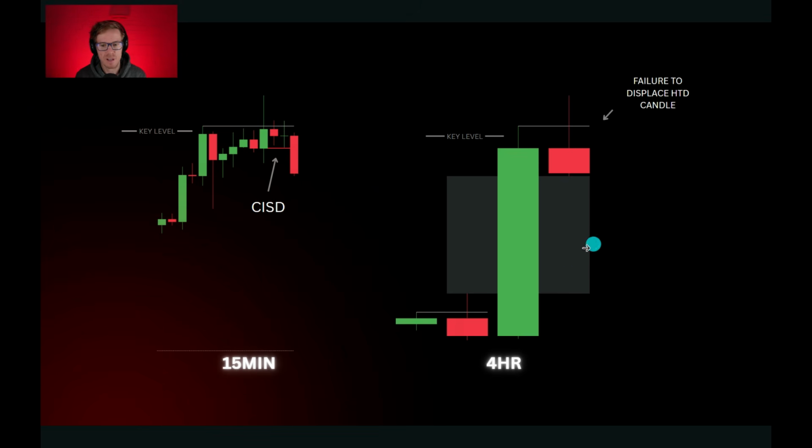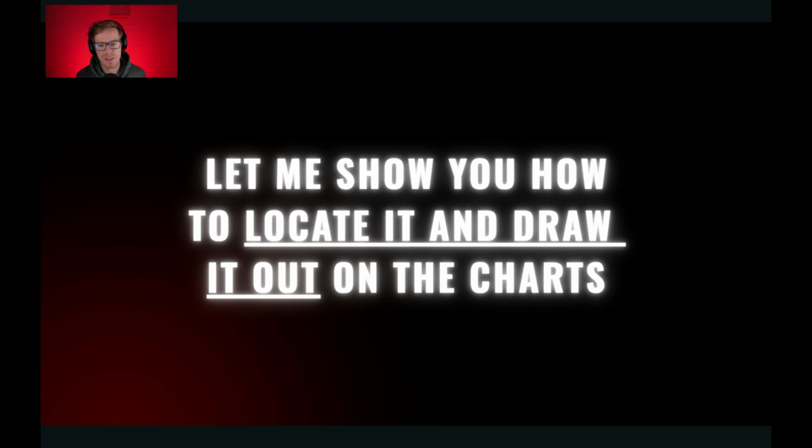Here's another example. High time frame candle tapping into a key level, and then you see we get this failure to displace of these previous high points. Price is not able to close above that level, and we jump onto the lower time frame and we can observe, you can see this is the candle that caused the manipulation run to the upside, forms the CISD level, and we wait for price to break that level exactly like this, and this is precisely where you would look to take an entry. Let me show you how to locate it and draw it out on the charts.